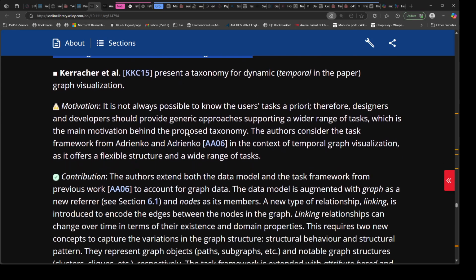Kerracher et al. [KKC 15] present a taxonomy for dynamic, temporal graph visualization. Image motivation. It is not always possible to know the user's tasks a priori. Therefore, designers and developers should provide generic approaches supporting a wider range of tasks, which is the main motivation behind the proposed taxonomy. The authors consider the task framework from Andrienko and Andrienko [AA 06] in the context of temporal graph visualization, as it offers a flexible structure and a wide range of tasks.